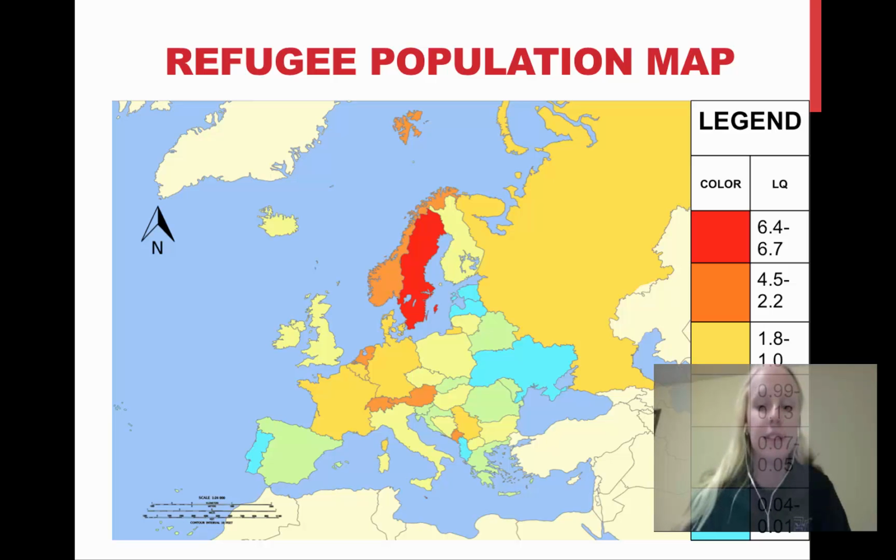This map also features a title, a north arrow for directional purposes, and the scaling tool along the bottom in the left-hand corner. You can see within this map that the location coordinate is highest for Sweden and Malta in regards to the refugee population. The middle range, highlighted in orange and yellow, shows the normal location coordinate. It is exceptionally low for countries such as Albania and Portugal.